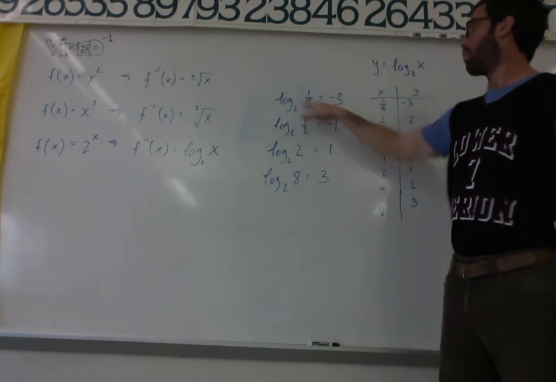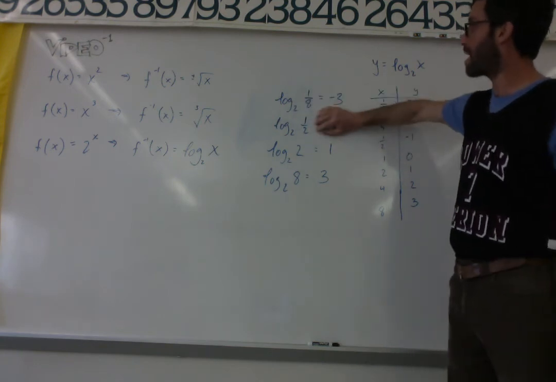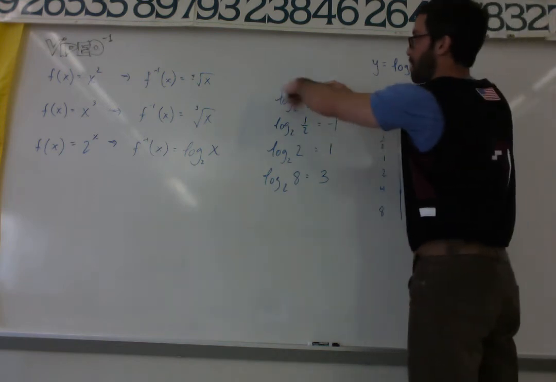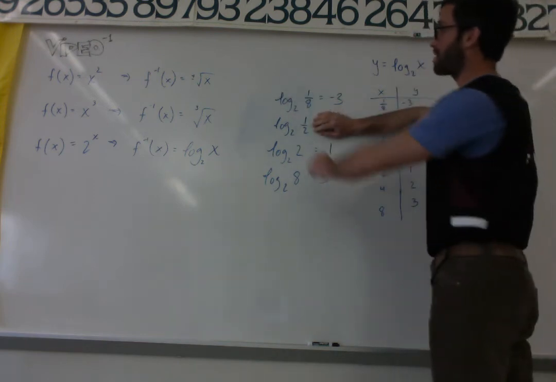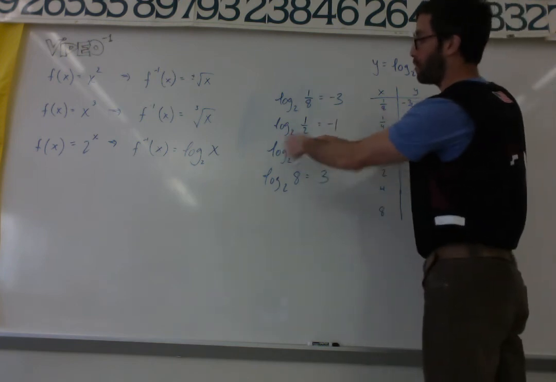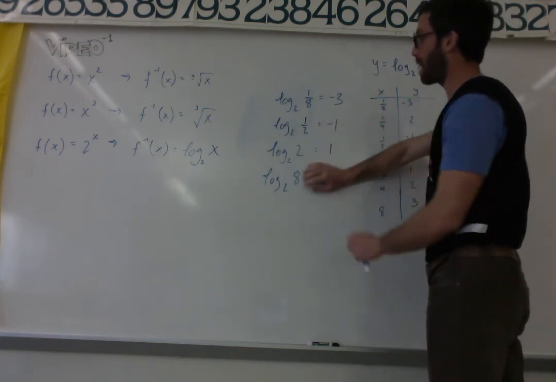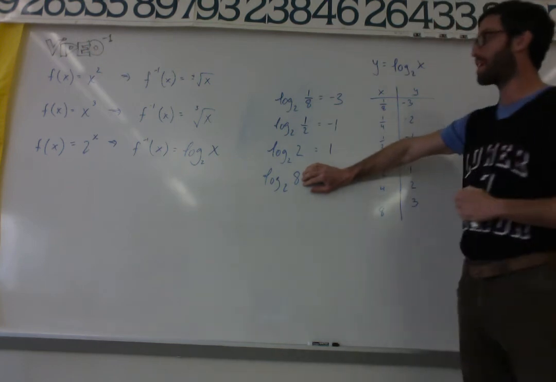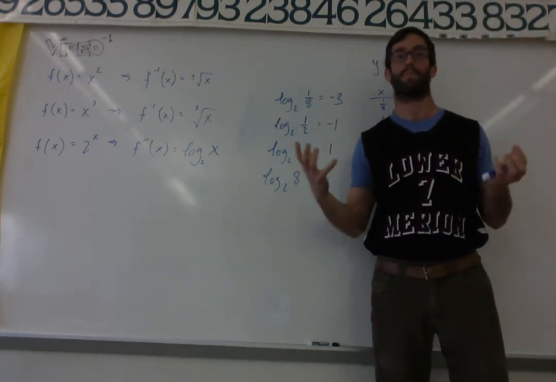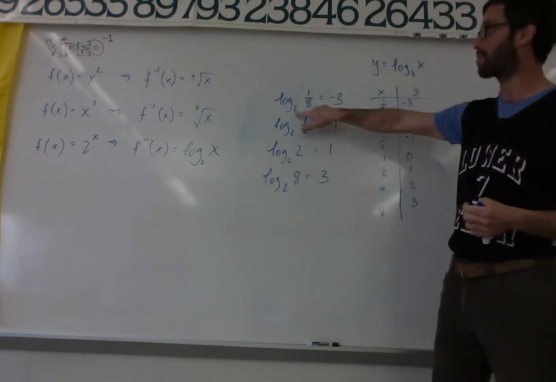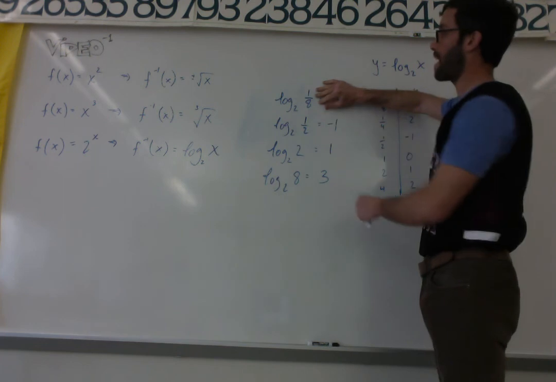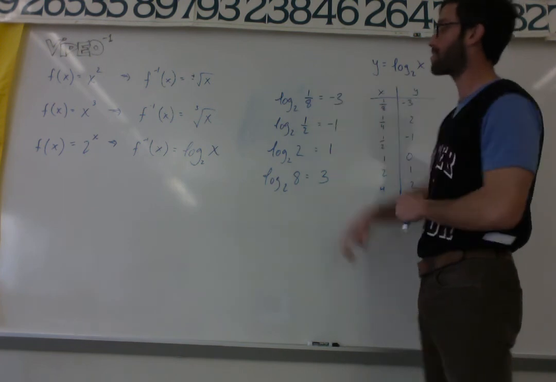You might see the pattern here: log base 2 of 1/8 equals negative 3, log base 2 of 1/2 equals negative 1, log base 2 of 2 equals 1, log base 2 of 8 is 3. What you're looking for when you're evaluating a logarithm is an exponent. This little subscript is called the base. You're asking yourself, 2 to what power is 1/8? 2 to what power is 1/2, and so on.